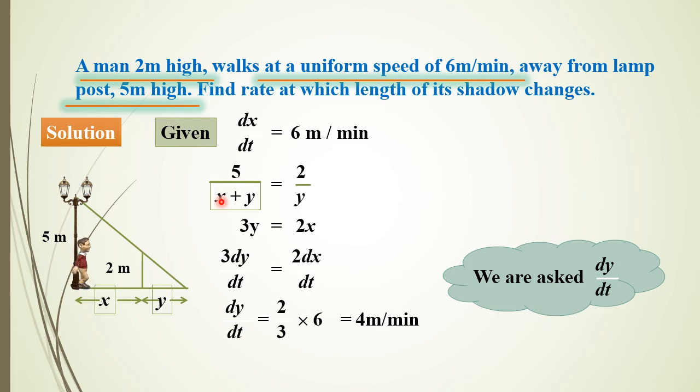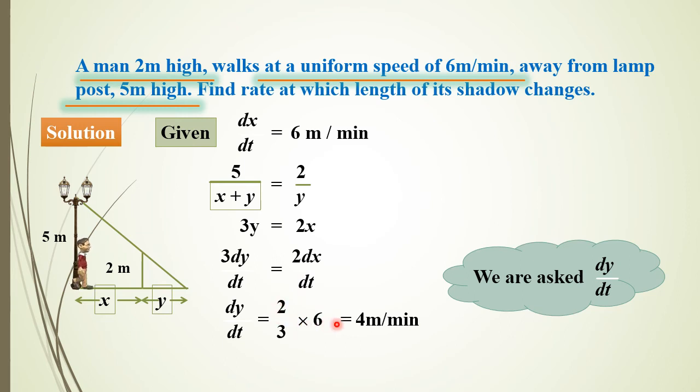5y minus 2y will be how much? 3y. 3y equals 2x. Next, differentiate this with respect to time: 3 dy by dt equals 2 dx by dt. Next, dx by dt is clearly given in the question as 6 meters per minute. Substitute its value here so that you will get the result.